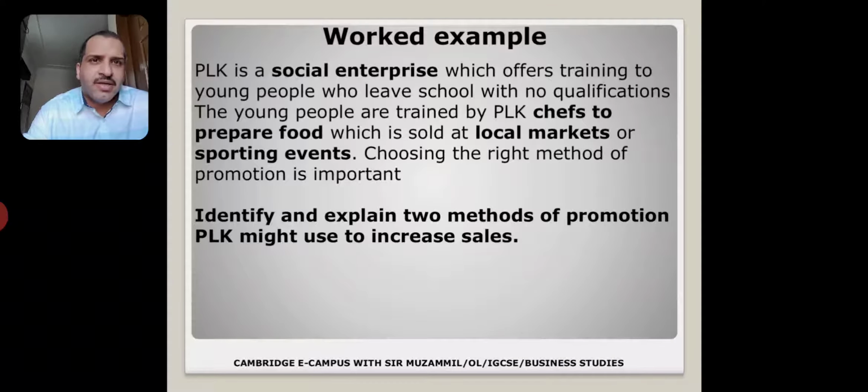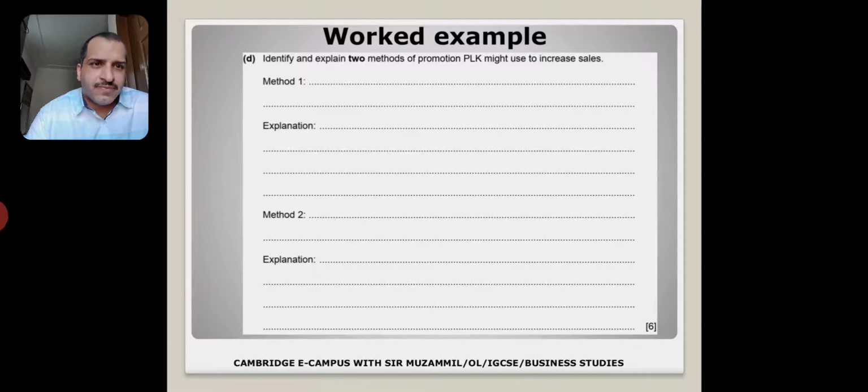See another example. PLK is a social enterprise which offers training to young people who have left school with no qualification. The young people are trained by PLK chefs to prepare food which is sold at local markets or sporting events. Choosing the right method of promotion is important. Identify and explain 2 methods of promotion PLK might use to increase sales. It is an analysis question, and I will show you the Cambridge checked analysis part. See, such a format is given in the question.